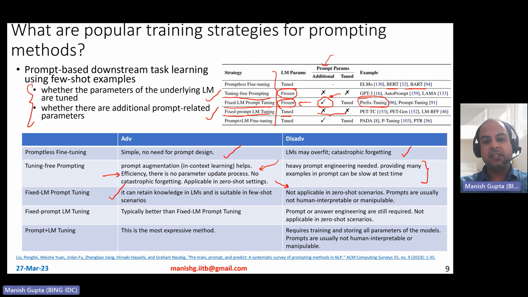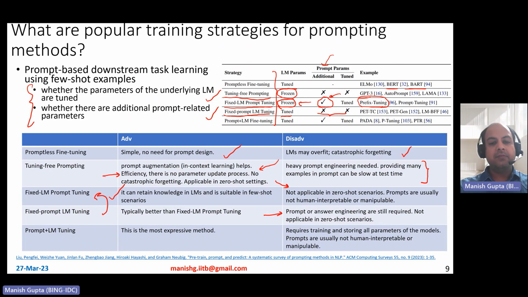This is the typical idea in general, the typical supervised learning way of thinking, right? You have pre-training done, but you did pre-training with prompts, and then you have a new task. So you fine tune the language model for that particular task, but you don't have any prompt-specific parameters. So it is typically better than the fixed language model method, because you can actually tune the language model here. However, prompt or answer engineering are still required, right? So it's not applicable in zero-shot scenarios, clear.